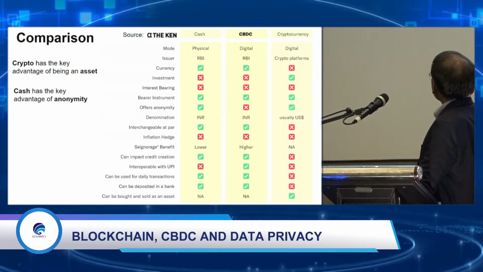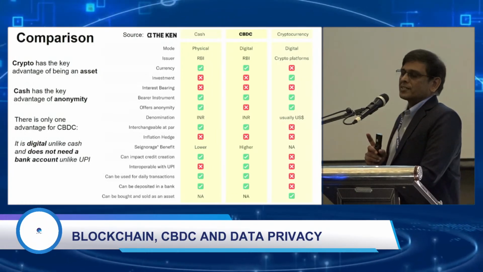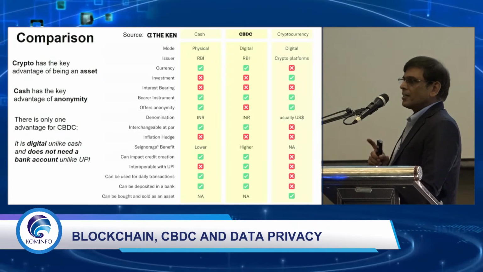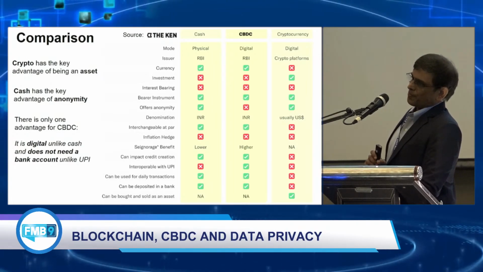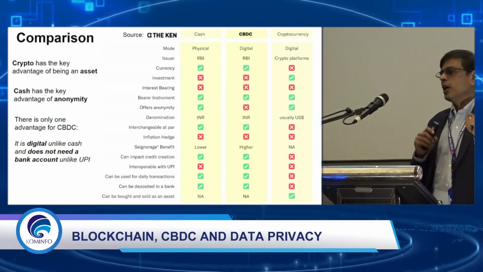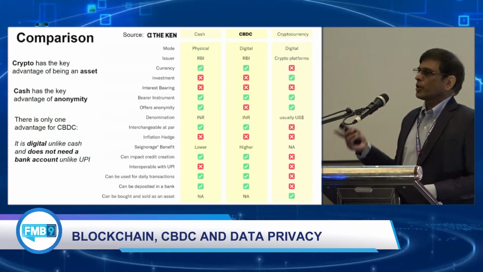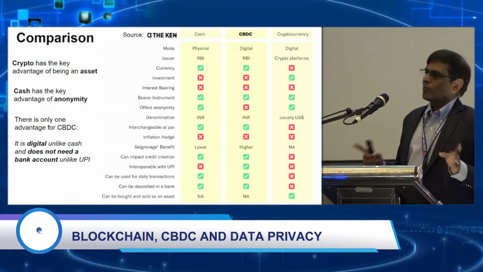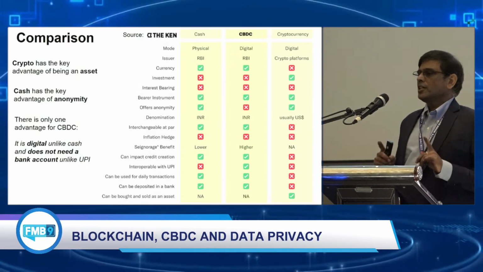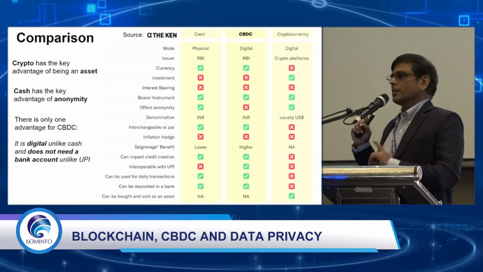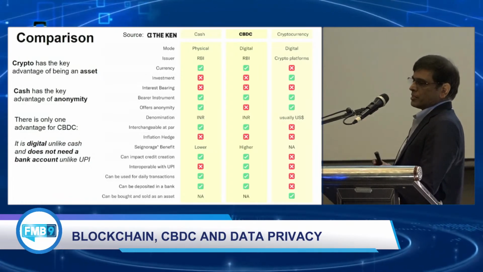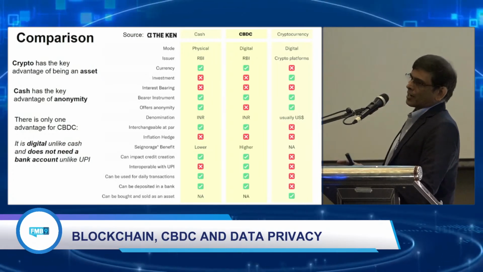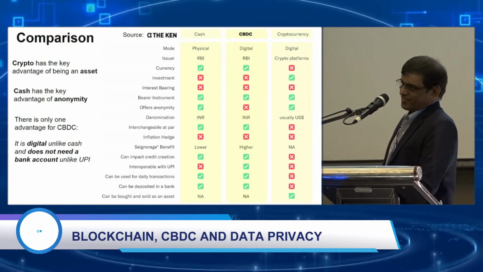But if you look at it, the one advantage CBDC has is that it is digital, unlike cash, and you don't need an account to hold it, right? So in India, you can have your money in a bank account, and then you can use UPI, that is Unified Payment Interface. UPI is only valid for people who have bank accounts. So the only clear differentiation for CBDC is that it is advantageous for those people who do not have bank accounts, but still want to do things digitally, all right?